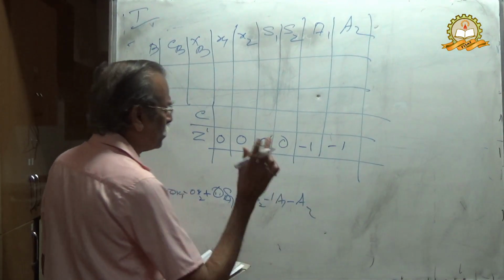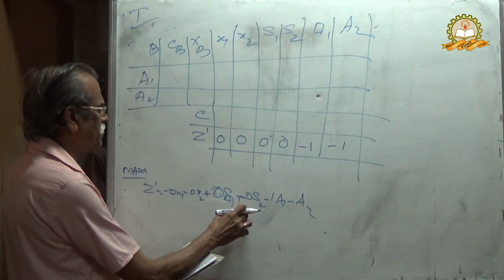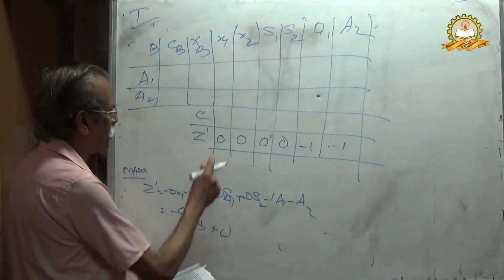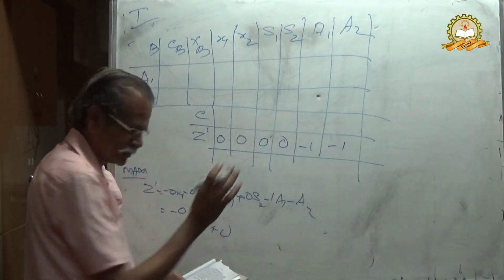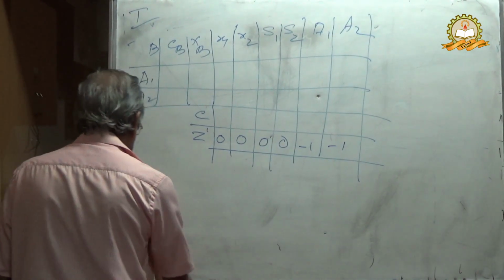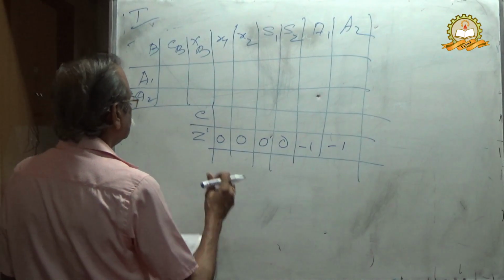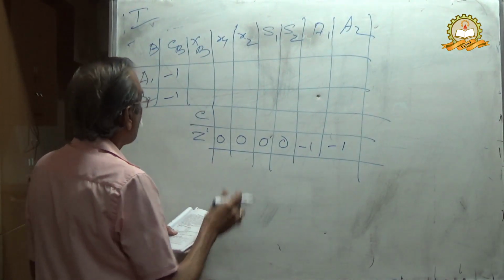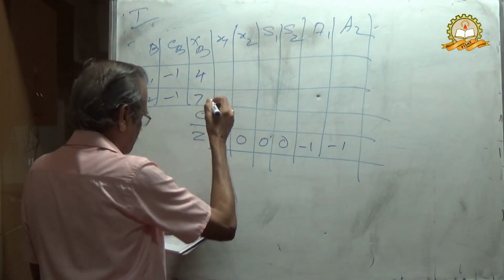Only these two have 1 coefficient, but all the others are 0. Instead of minus 0, you can even write plus 0. Therefore, you have 0, 0, 0, 0. Therefore, the z function will be maximize that. Then here you have minus 1, minus 1. Here you have 4, 7.